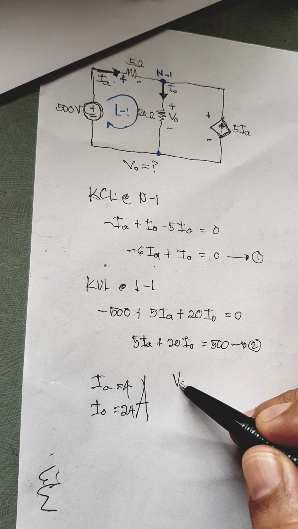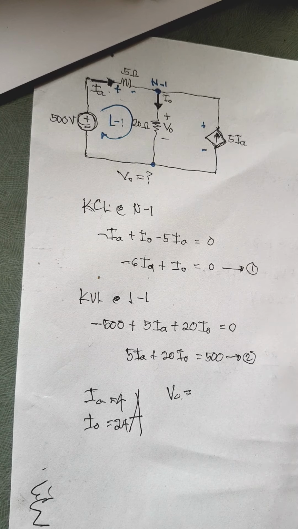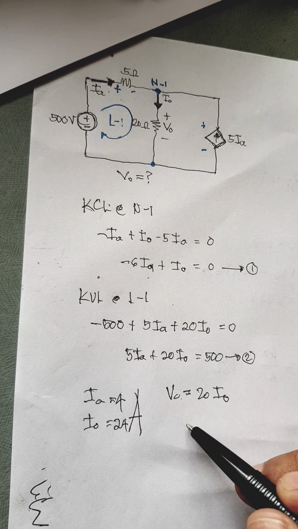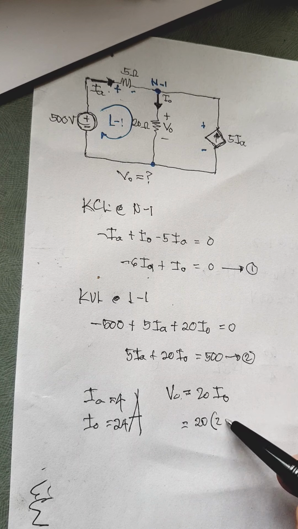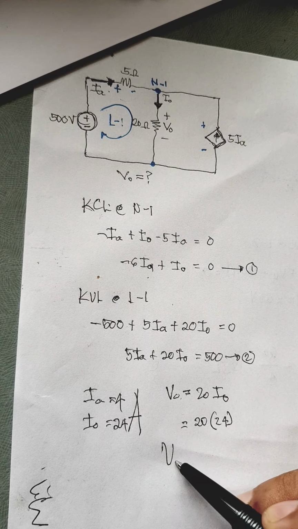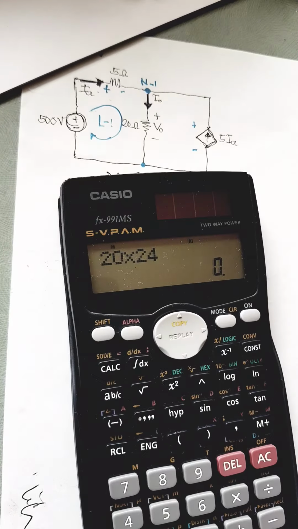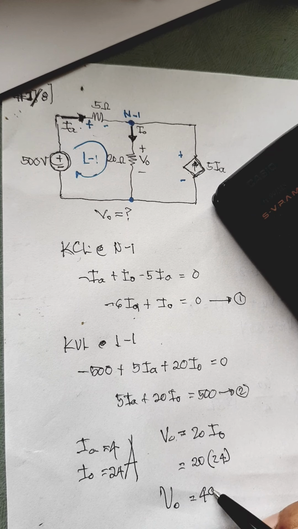Okay, so can we get now the VO? Yes. VO is, as we have said a while back, the voltage across 20, so 20 times IO. Therefore, this is 20 times, what is IO again? 24. So our VO now equals 20 times 24, which is 480. That's how you do it.